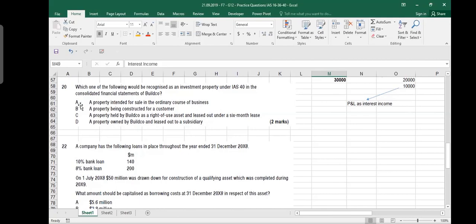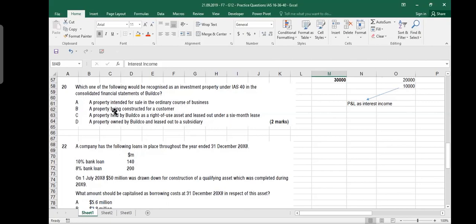Now, option A, property intended for sale in the ordinary course of business. This is not the answer because anything which you want to sell is your inventory. So this property should be treated as inventory because you want to sell it in the ordinary course of business. Whatever you want to sell in the ordinary course of business, which is your normal core business activity, is your inventory. So A is not the answer.